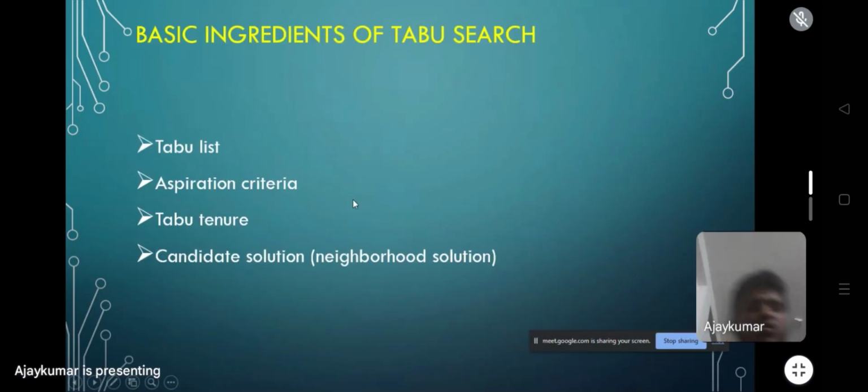I am discussing the basic utilities of Tabu search. There are four ingredients: Tabu list, aspiration criteria, Tabu tenure, and candidate solution or the neighborhood solution.